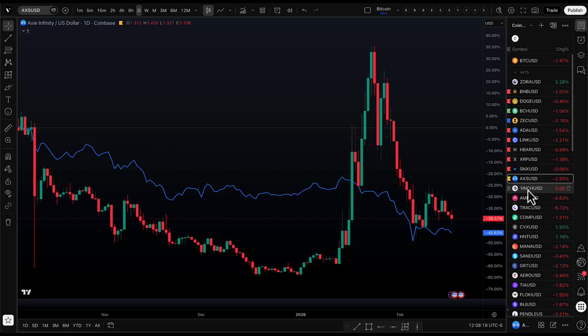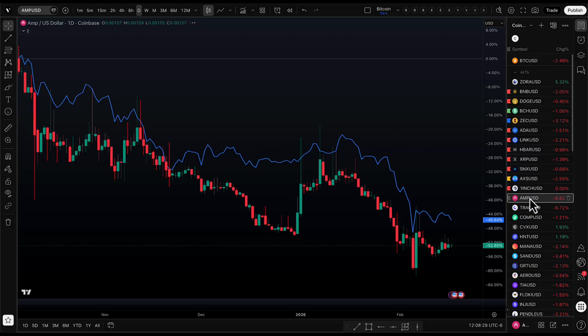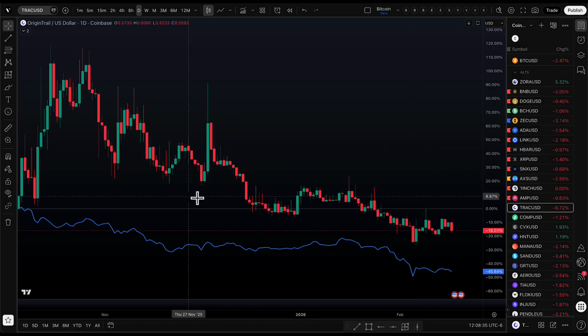Now, what about 1inch? Oh, poor old 1inch. 1inch is definitely underwater. This is a, I'm not looking at you, red. What about AMP? What do we see here in AMP? Underwater. What about Track? What about this one?